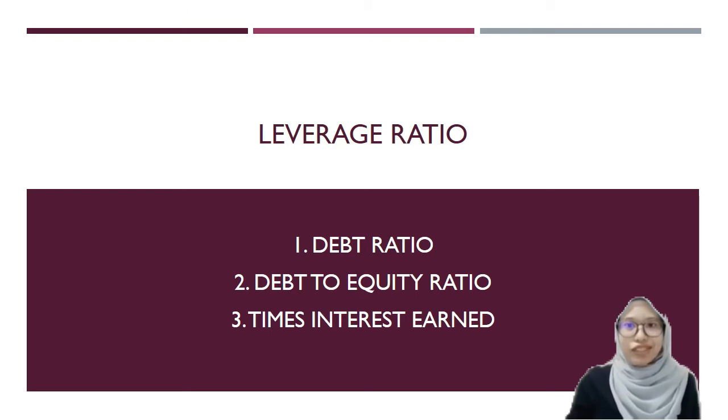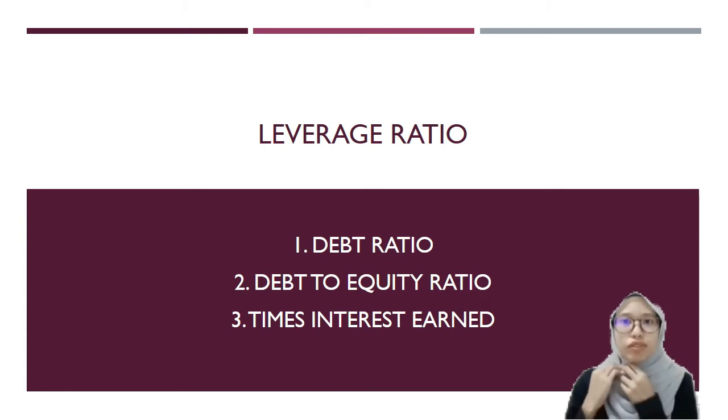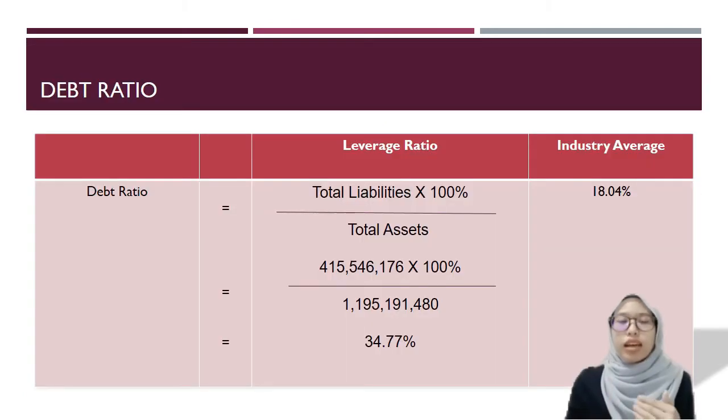Next is leverage ratio. Under leverage ratio, there are debt ratio, debt to equity, and also times interest earned. Based on the calculation above, as we can see, the debt ratio of Glomac Berhad is above the industry average.